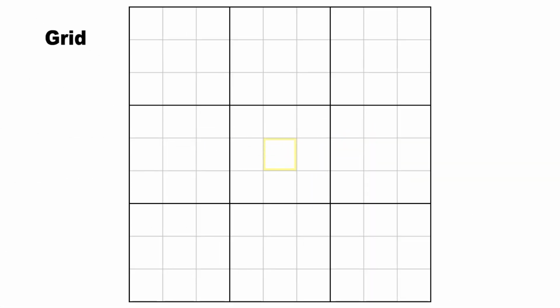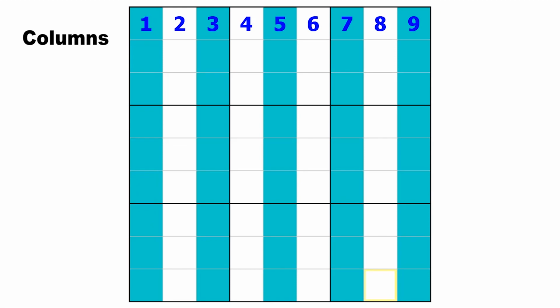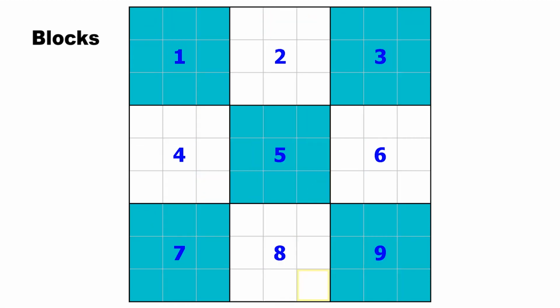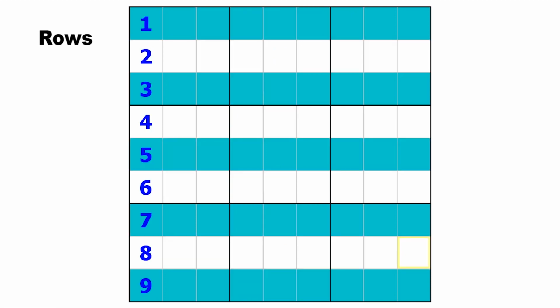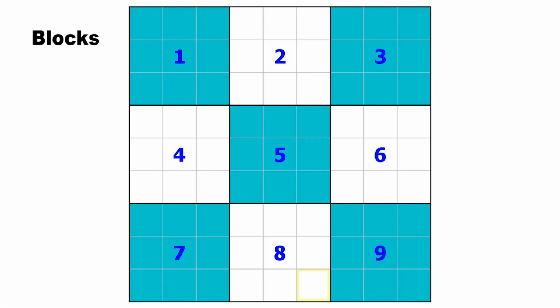Sudoku is played on a 9x9 grid that looks like this. This is called the grid. And the grid is divided up into several subsections. It has 9 horizontal rows and 9 vertical columns and 9 3x3 subgrids that are called blocks. The rows are numbered 1 through 9 from top to bottom. The columns are numbered 1 through 9 from left to right. And the blocks are numbered 1 through 9 as you see here, 1, 2, 3 across the top, 4, 5, 6 in the middle, and 7, 8, 9 on the bottom.